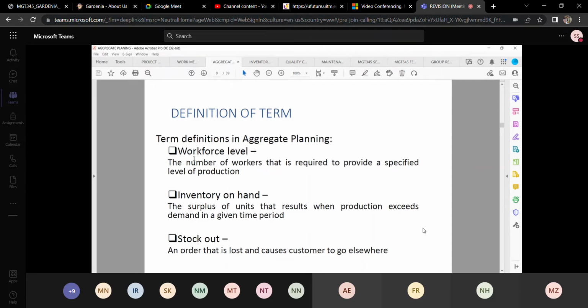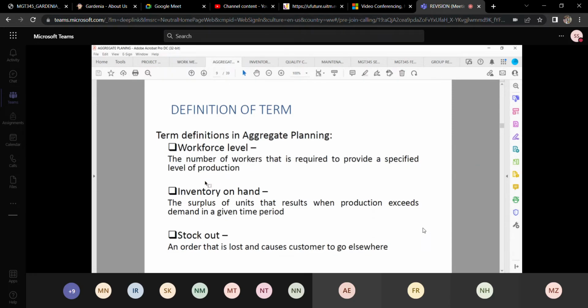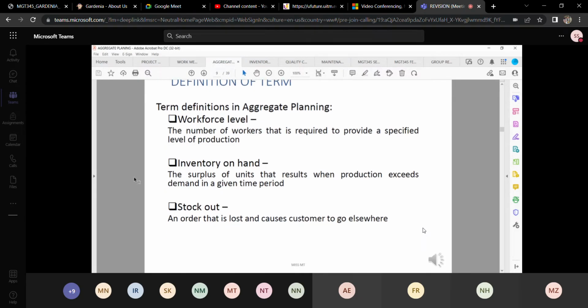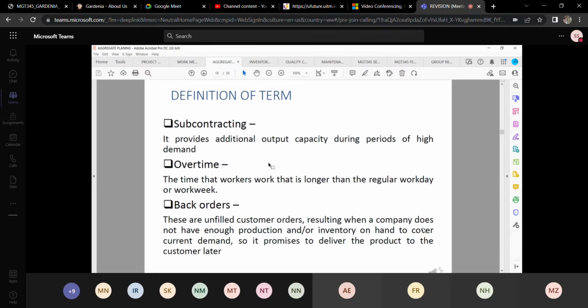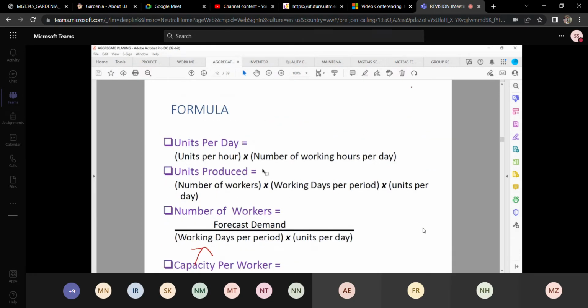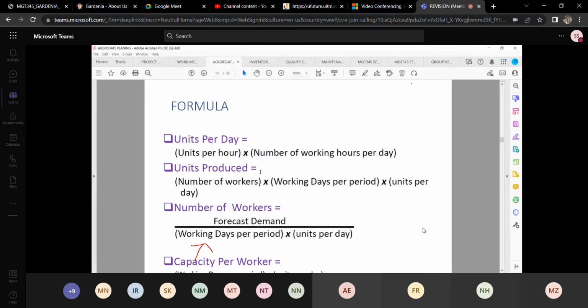The terms, definitions in the aggregate planning, the workforce level, the inventory on hand, the stock out. Okay, this question might be questioned in the theories part. Might lah, I don't know. Okay, so you should know one by one of these things. So tak baca, tak boleh nak jawab. Okay, bila you buat calculation, you buat all the exercises, so insyaAllah. Kalau you beratkan calculation, you tak baca teori, tu you tak boleh jawab jugalah.